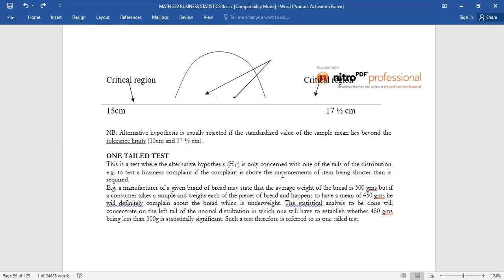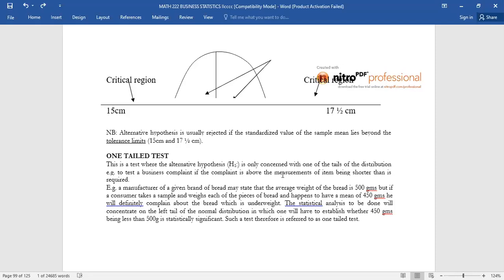Most customers will not complain when it is overweight. They normally complain when it is underweight. So the statistical analysis to be done will concentrate on the left tail. So our data will be skewed, or we will be looking at what is not meeting the 450 grams. Are you getting? And that's why we are calling it one tail. So the statistical analysis to be done will concentrate on whether our bread is meeting the 450 grams. If it is less than 500, it is statistically significant. So such a test will be referred to as a one-tailed test.